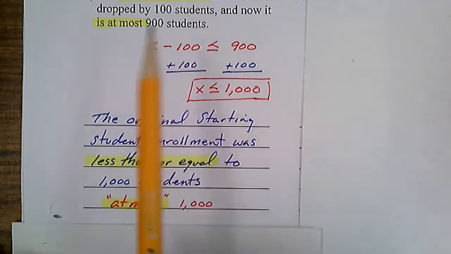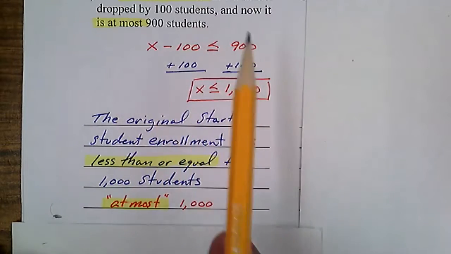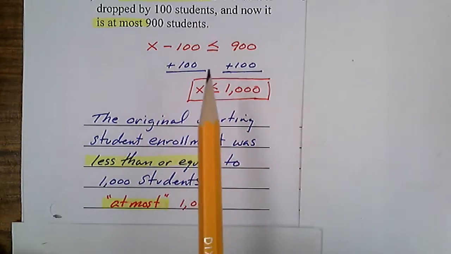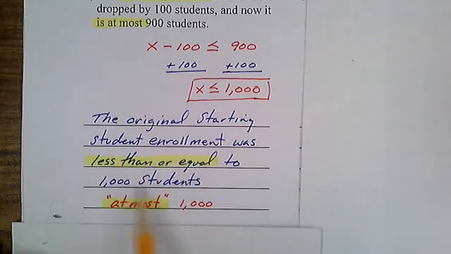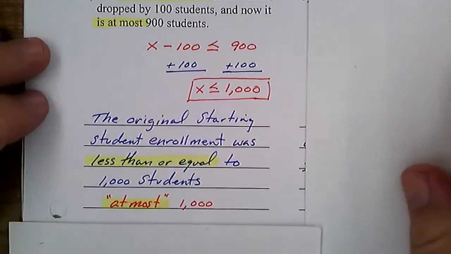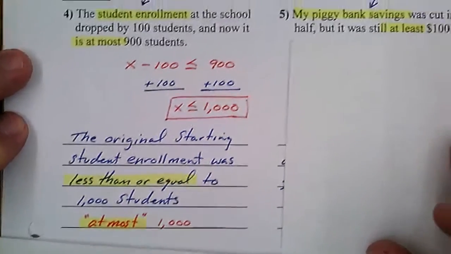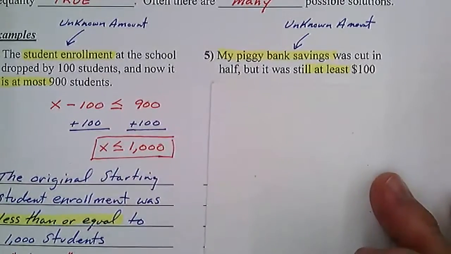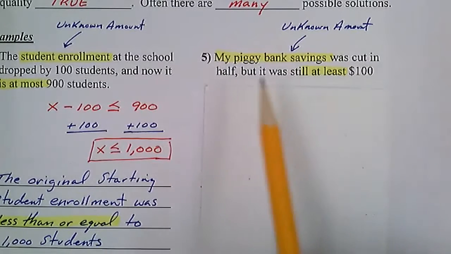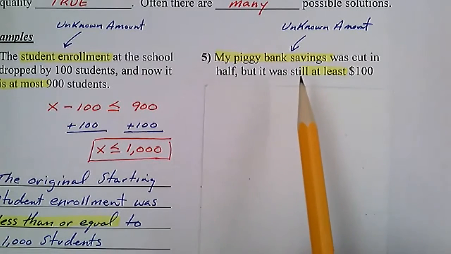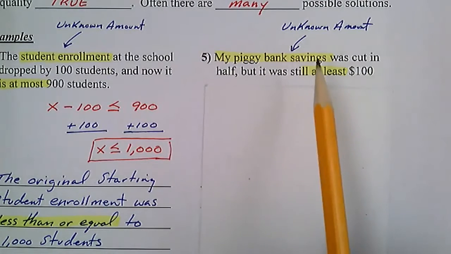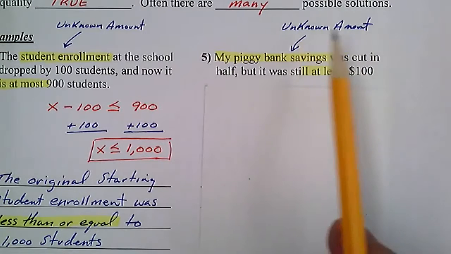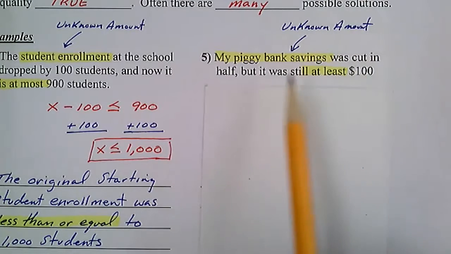Okay, so real simple. We translated, we interpreted, turned it into an algebraic statement, an inequality, and then we interpreted our answer. Okay, let's try the next one. My piggy bank savings was cut in half, but it was still at least $100. So we don't know how much was in the piggy bank. That's our unknown amount. That will be our variable. And it was cut in half.